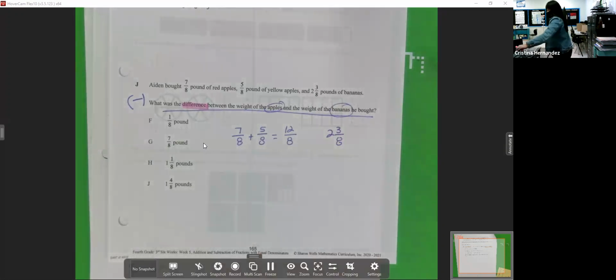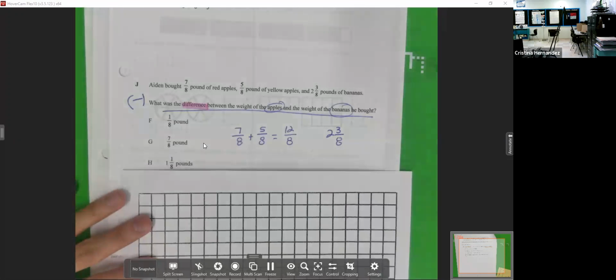Where's my grid paper? Do I not have grid paper? So back to what I was doing. Let's draw.